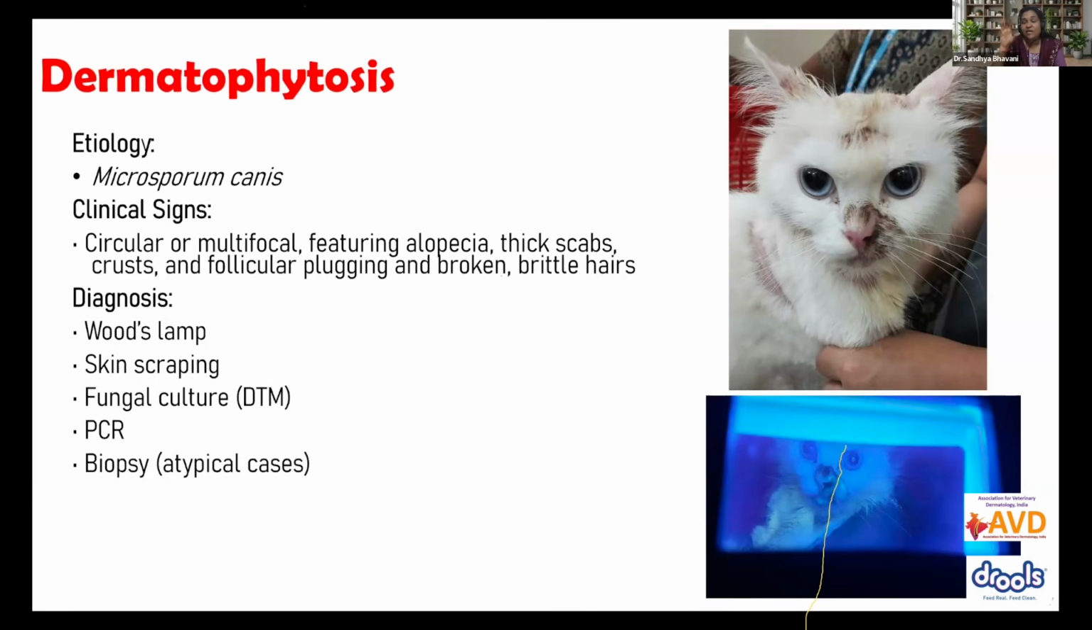If it is the complete area, or any scales or crust, giving such fluorescence, it is a false positive lesion. So only the hair should be fluorescing. Then you can go for skin scraping. With that skin scraping, you can go for culture and PCR, and biopsy when it is going to be a kerion, like fungal nodules or granulomas. There you can go for biopsy and check for the fungal spores and hyphae.